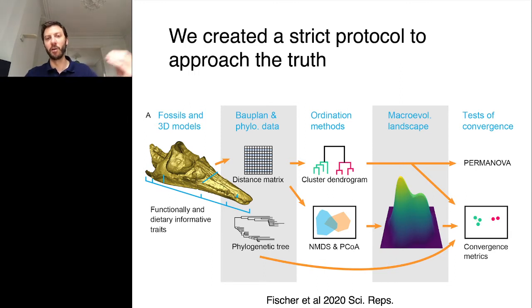And obviously all these methods are just to visualize, right? The morphospace is to visualize. The landscape is also to visualize, and it needs to be backed by a long series of statistical tests to make sure that we are again approaching the truth.